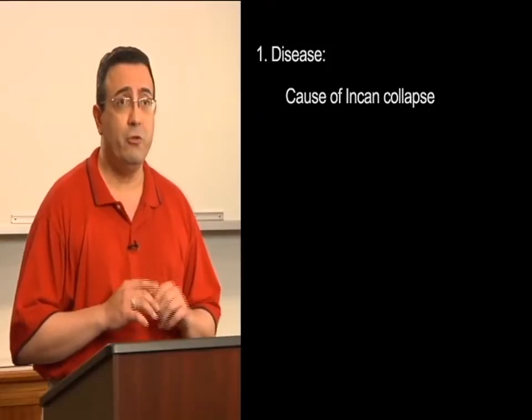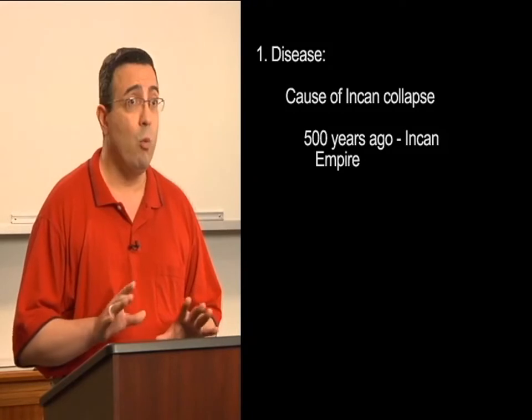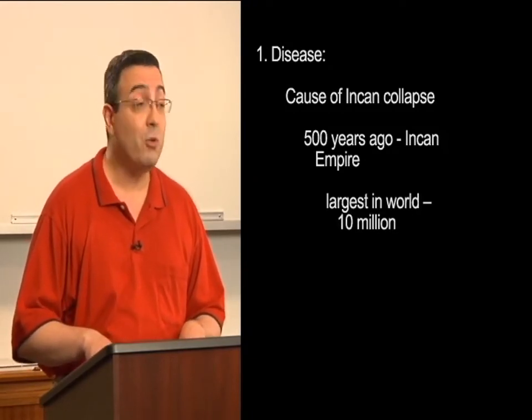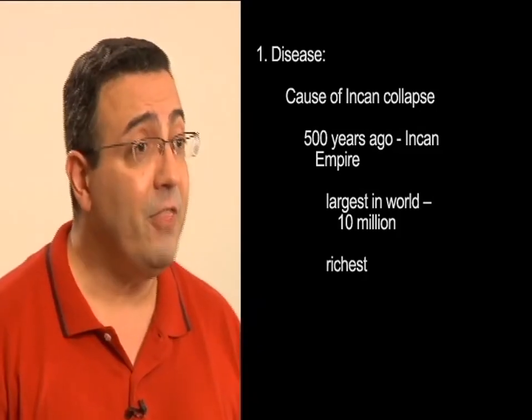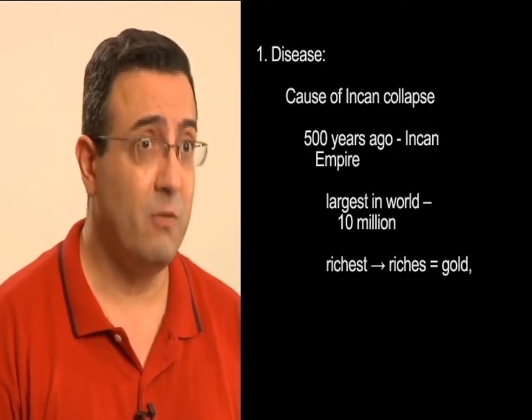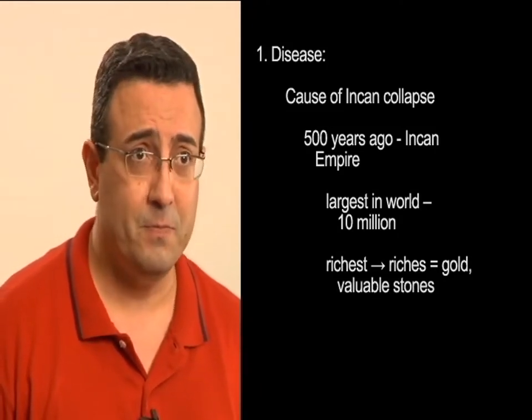Our first example describes how the Incan society of Peru disappeared. Evidence suggests that disease was the cause. 500 years ago, the Incan Empire was the largest empire in the world with 10 million people. And it was also the richest. And these riches, consisting of gold and valuable stones, for example, led to this great society's disappearance.